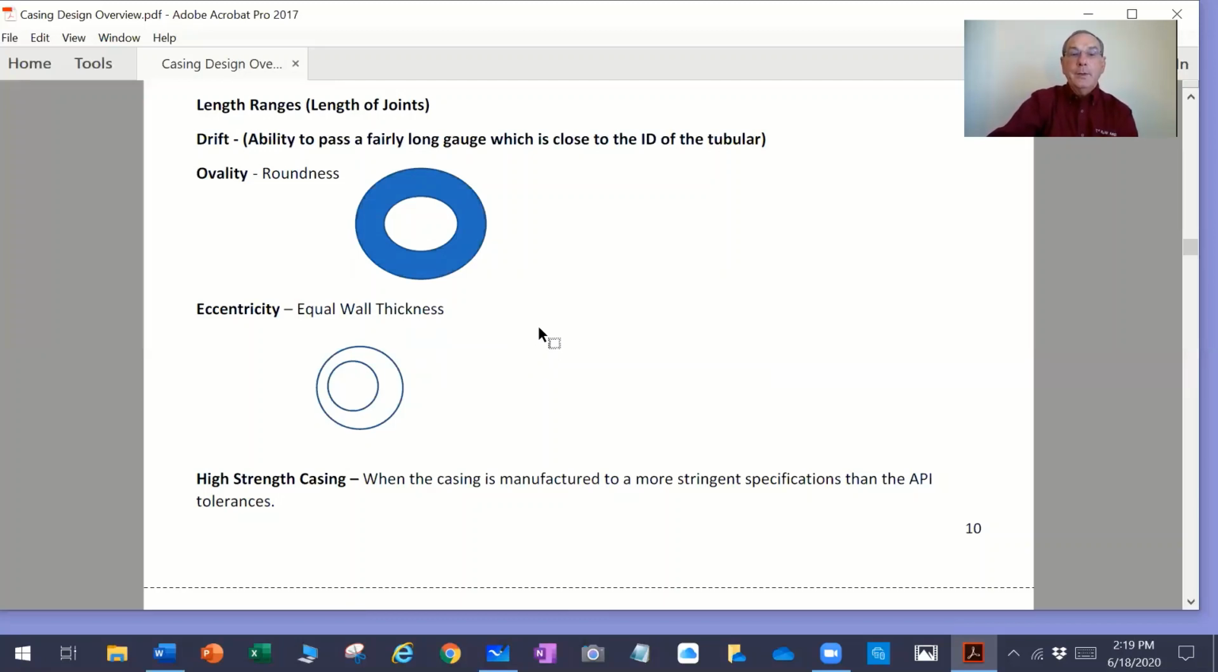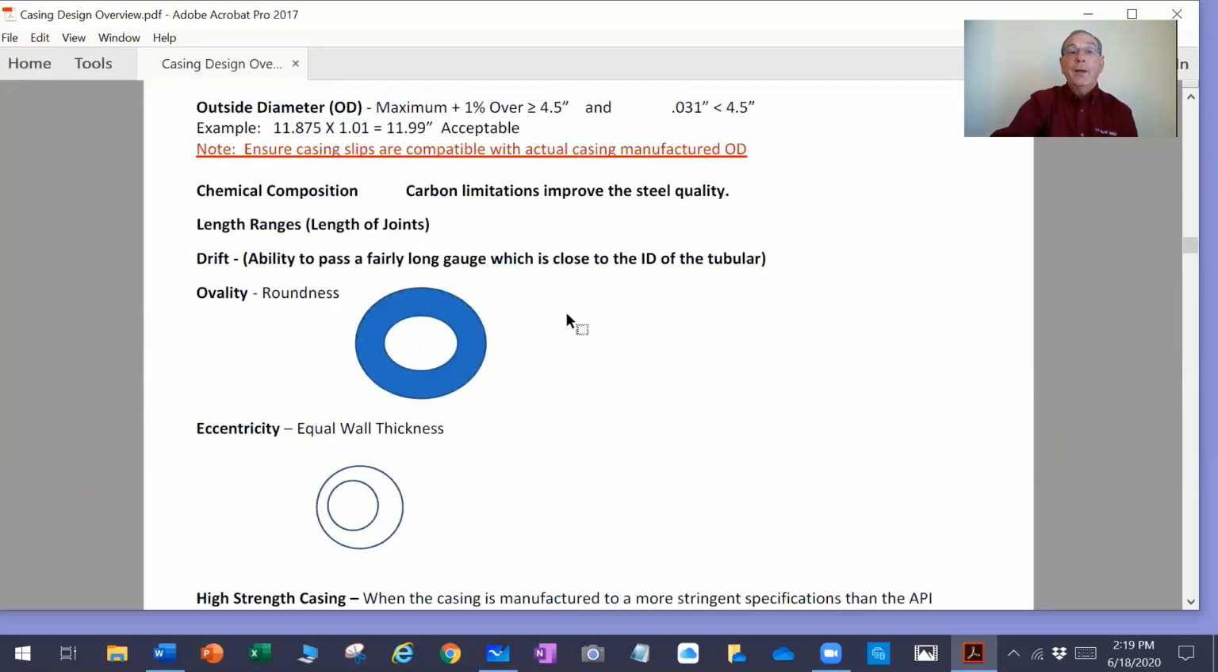And then the last bullet point here is high strength casing, which is when the casing is manufactured to more stringent specifications than the API tolerances. Those more stringent specifications could be for yield strength, for the eccentricity, for the ovality, or for a better chemical composition.